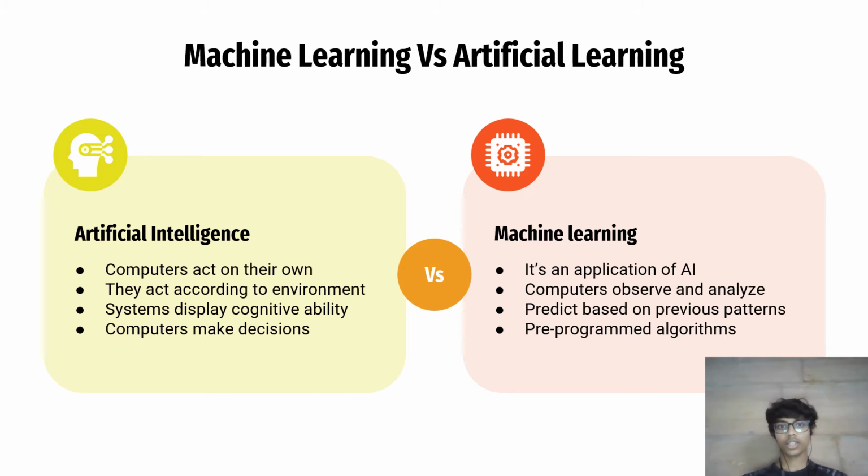Now let's look into the difference between machine learning and artificial intelligence. Artificial intelligence is where computers act on their own. They act according to the environment. Systems display cognitive ability. Computers make decisions. When we talk about machine learning, it's an application of AI. Computers observe and analyze, and predict based on previous patterns, and these are pre-programmed algorithms.